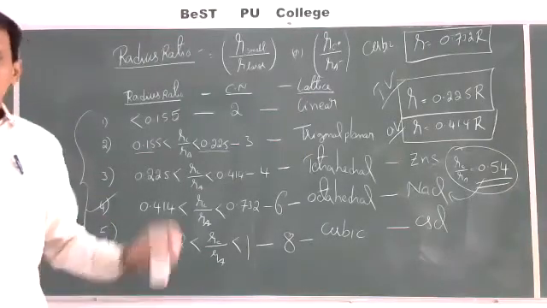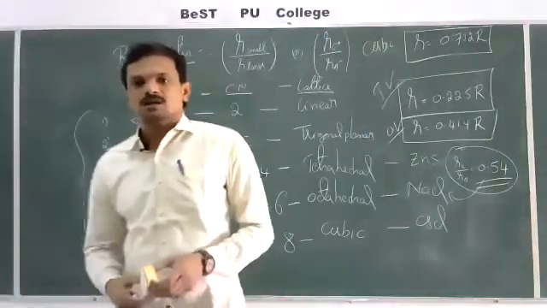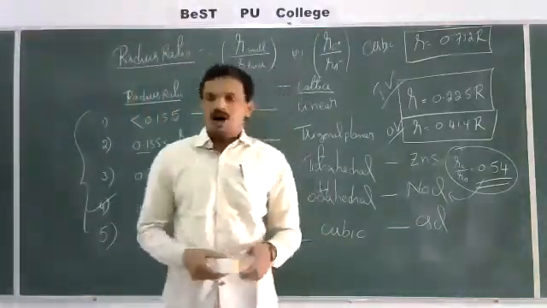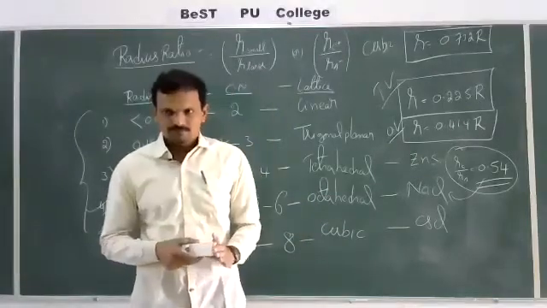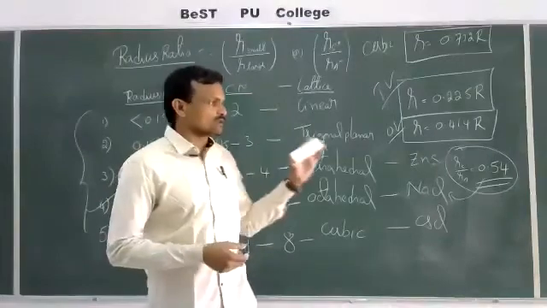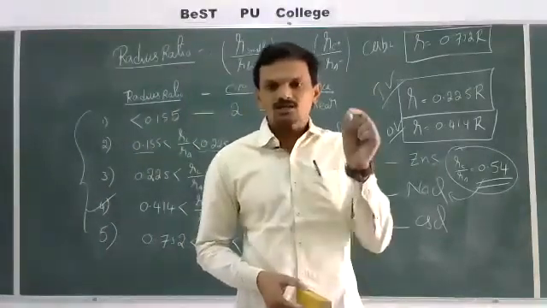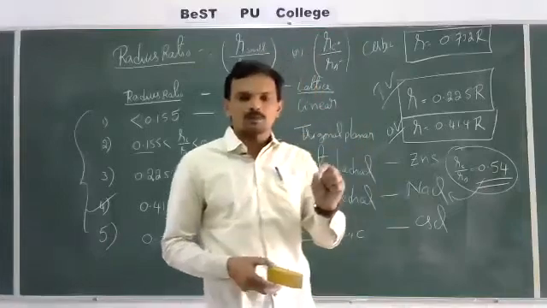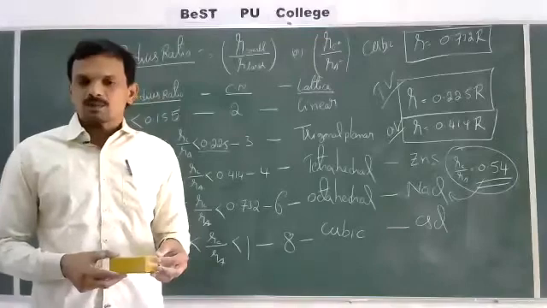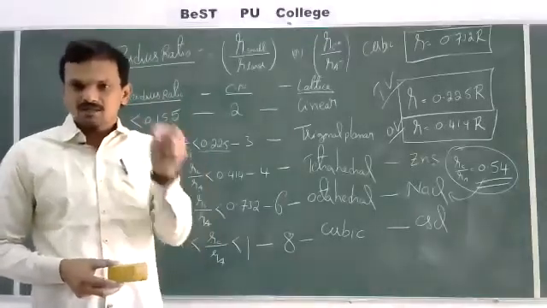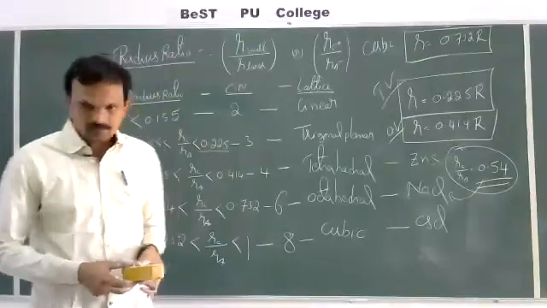See once. Radius ratio means the ratio of the radius of the cation to the radius of the anion, or the ratio of the radius of the small particle to the large particle. That ratio is called the radius ratio. Depending on the radius ratio values, we can predict the coordination number and the types of voids occupied by the particles. As I said earlier, the basic lattice will be formed by larger particles. Smaller particles will occupy the voids of the basic lattice.